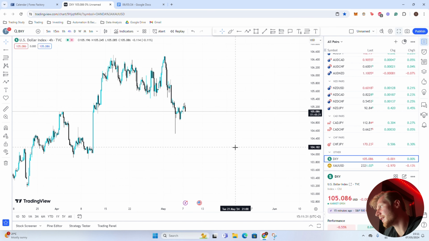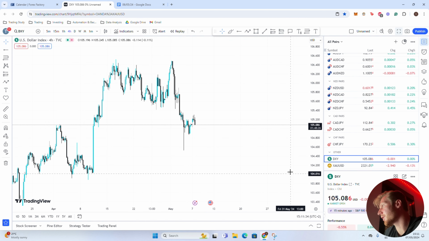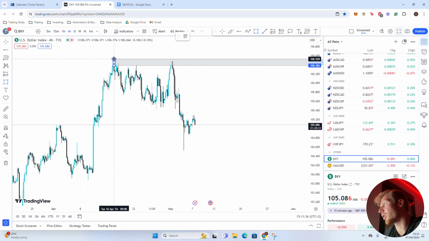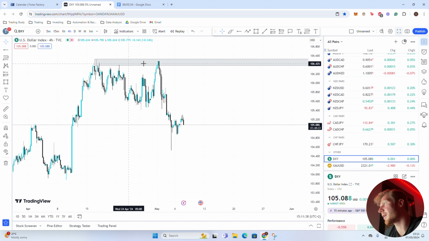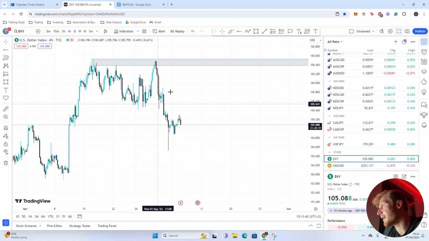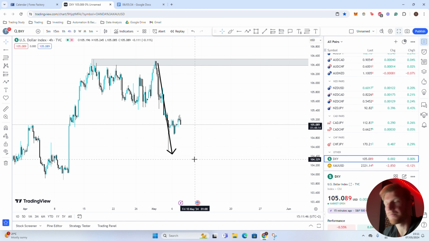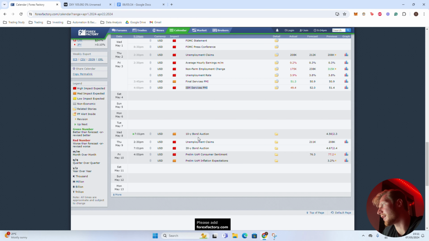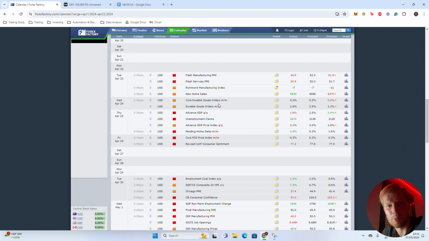Now, if we look purely at the technicals, you can see we've created this pretty strong rejection area here, this double top, and we've come down pretty strong. Now, what has been the reason for this pretty sharp pullback? Well, let's get into it. If we head over to Forex Factory, we can run through the key data points that have caused this slowdown in the US dollar.